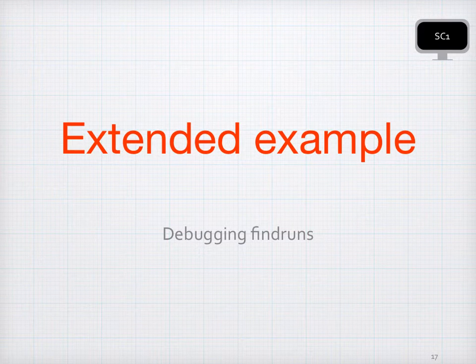So we're going to finish up this week's lecture as usual with an extended example, and there's a screencast for this. The example is going to be to try and debug a version of the find runs function that we saw earlier in the module. I do recommend you work through this code using the lecture note code that you'll find on Blackboard, and the screencast will help you with that.